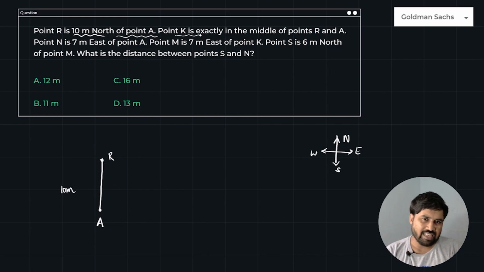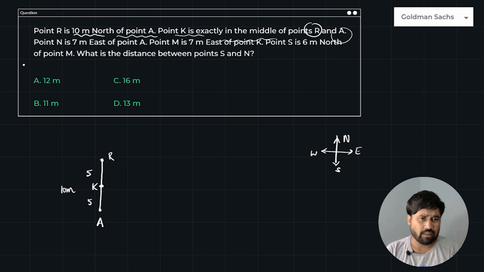And point K is exactly the middle of points R and A. So just look at here, guys. I'm assuming K is here. If K is exactly between those two points, it means the distances from A to K and K to R are equal. So the total distance is 10 meters, so the individual distances KR and KA will be 5 meters and 5 meters. Okay, done, completed up to the second statement.